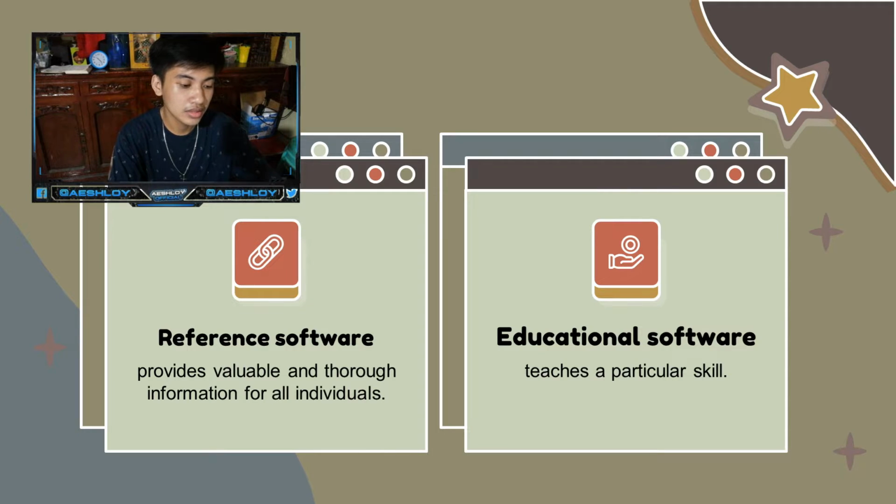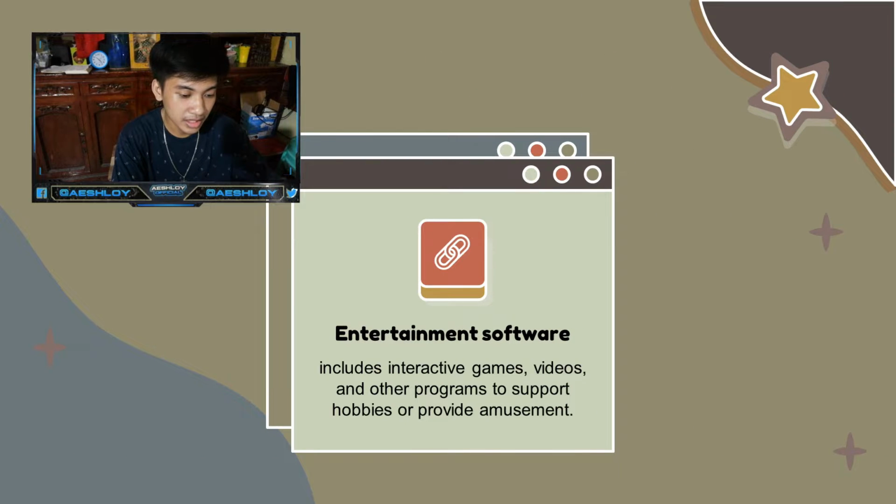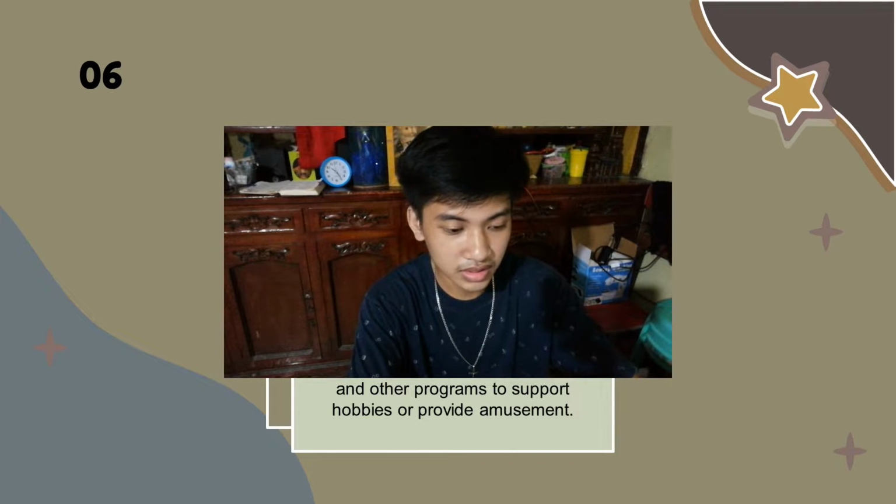Then reference software provides valuable and thorough information for all individuals. The next one is educational software, which teaches a particular skill. And the last one we have is entertainment software, which includes interactive games, videos, and other programs to support hobbies or provide amusement. So those are the examples of home, personal, and educational software. They are more for personal use, which makes our work more consistent.